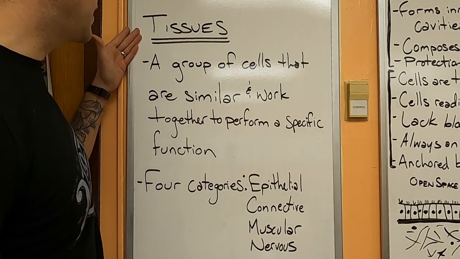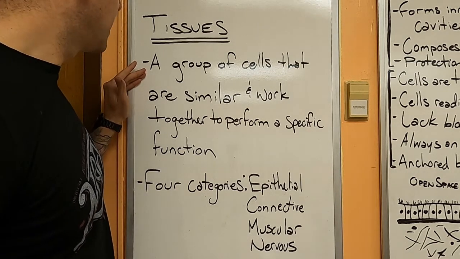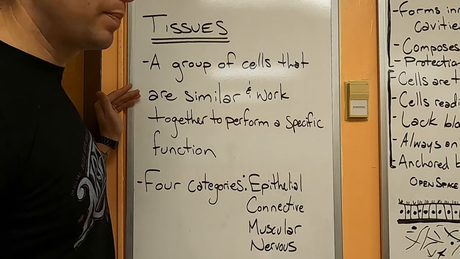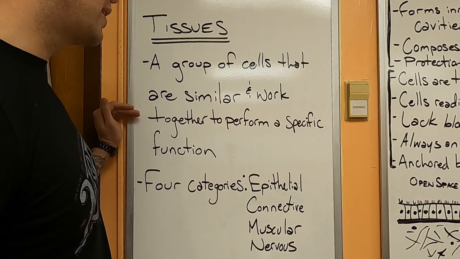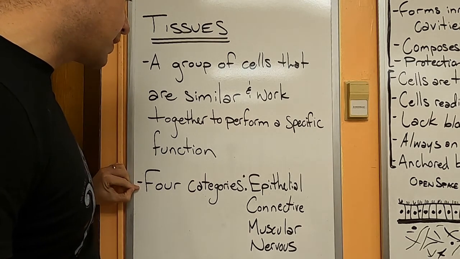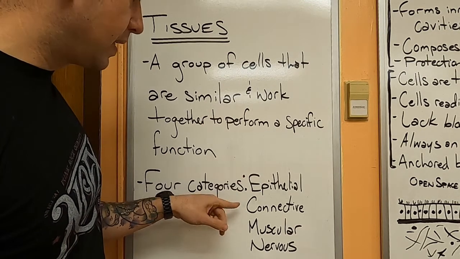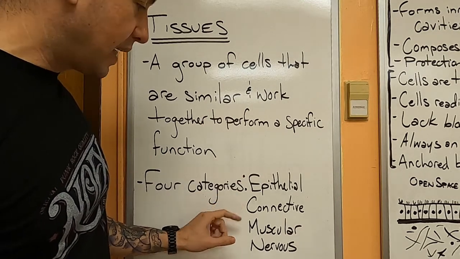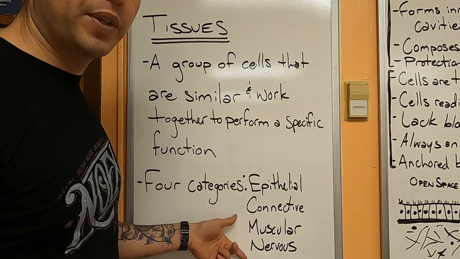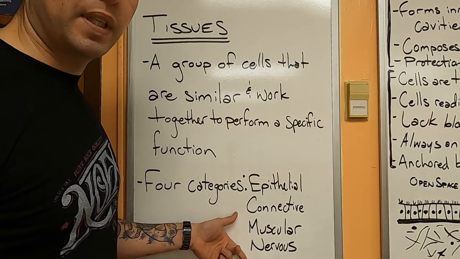Now, when we talk about tissues, what we're really talking about is a group of cells that are similar in terms of how they look and what they have in them, and they work together to perform a specific function. Now we're going to learn about the four categories one at a time. Epithelial, which we'll cover today, connective in the next video, and then we'll lump muscular and nervous tissue together because we're going to cover those in much more detail when we get to those units specifically.